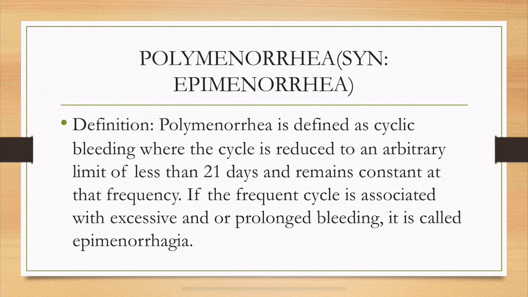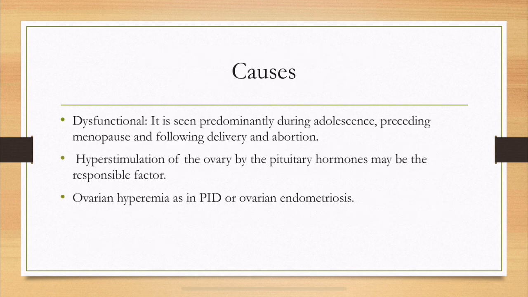Hope polymenorrhea is clear. Now we are going to see the causes for the excessive bleeding, prolonged duration, and cycle reduced to less than 21 days. What is the cause? It is predominantly seen during adolescence. Adolescents are the people from 18 to 24 years of age, and it is also seen preceding the menopause and following delivery and abortion. So polymenorrhea is found in people of adolescent age, just before menopause, and following delivery and abortion.